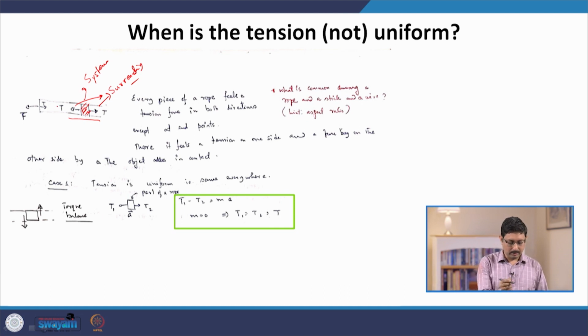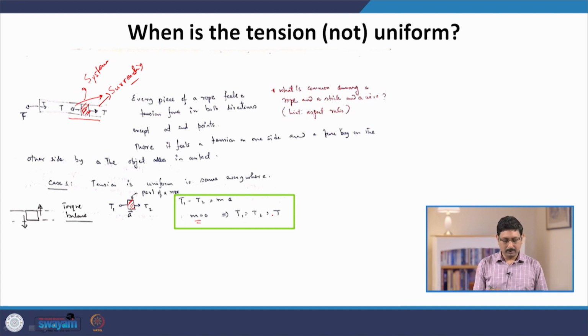Now, I have shown the same picture here. If I call the tension on one side T1 and the tension on the other side T2, and suppose these are the only two forces, with no other forces present, then Newton's law says that the total force on the shaded part is T1 minus T2, because they are in opposite directions, and this must be equal to m times a. Now, if we assume that the rope is massless, so m is 0, then we find that the tension is the same.